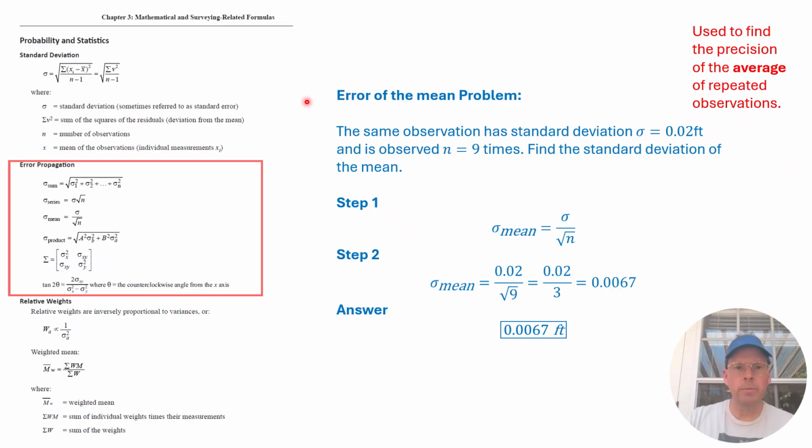And then you have the error of the mean problem, so it's this formula here. It's used to find the precision of an average of repeated observations. So let's say you have the same observation, standard deviation of 0.02 feet, and it's observed 9 times. Find the standard deviation of the mean. So this one, you set up this formula right there, and you put in your standard deviation and n. So this gives you the standard deviation of the mean, the error of the mean there.